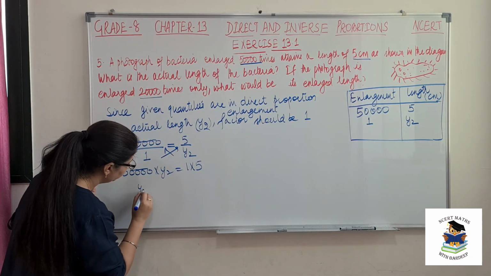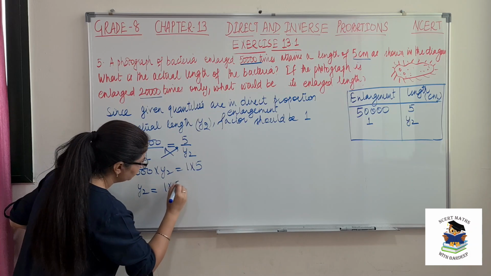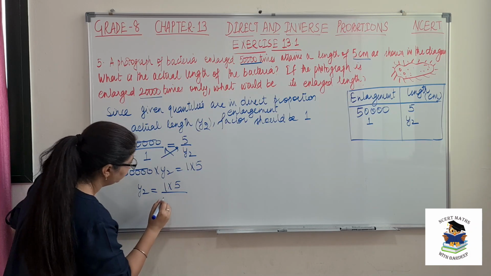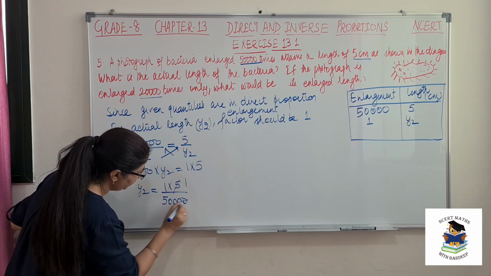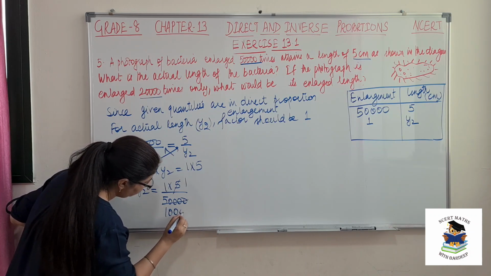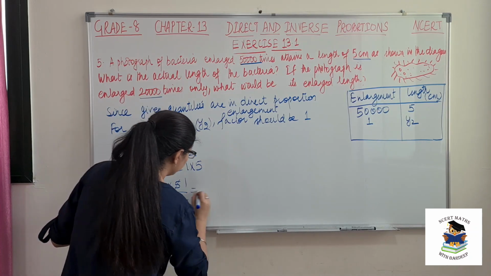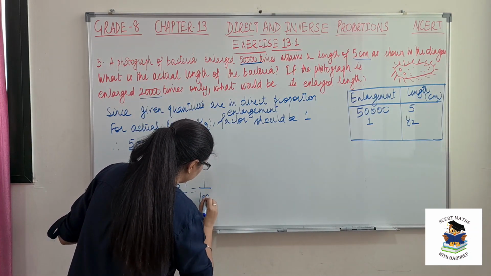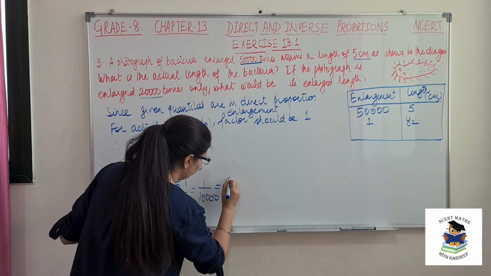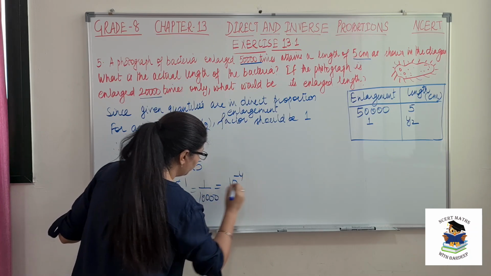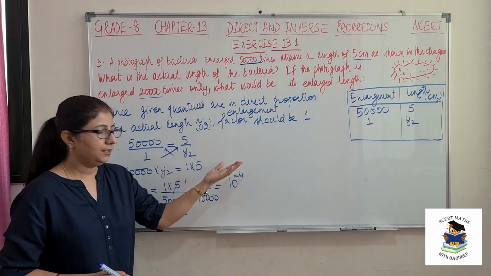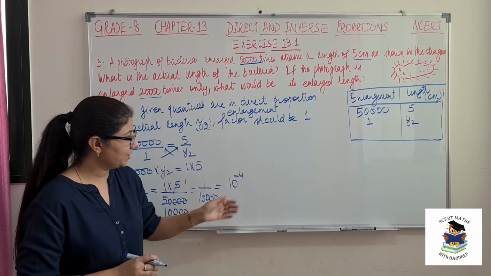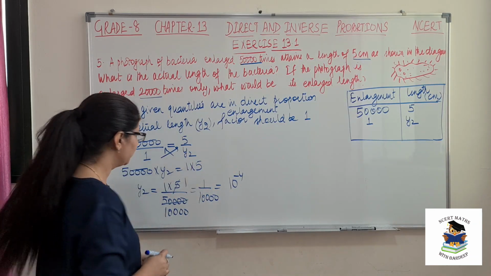So what is y2 then? This is 1 into 5 over 50,000. Let's cancel this, 5, 10,000. Okay. So this is 1 over 10,000. In standard form, this can be written as 10 raised to power minus 4, because this is 10 raised to power 4 and we will take the reciprocal. So this is 10 raised to power minus 4.